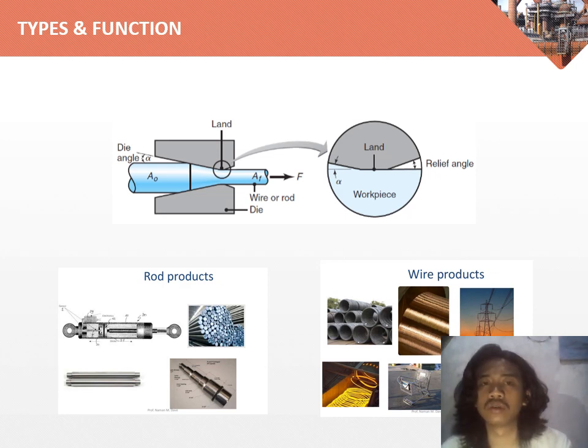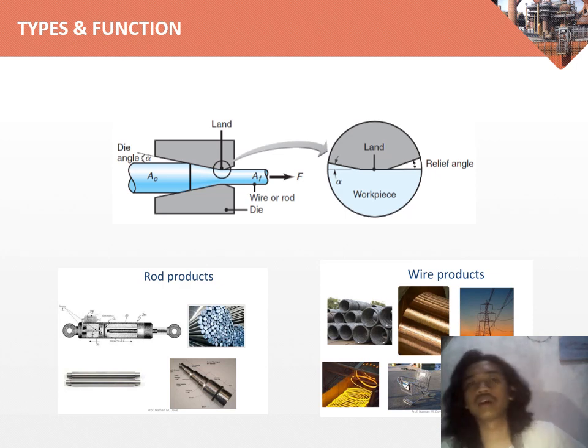For the bar process, the material cannot be coiled, therefore a straight pull draw bench is used. The chain drives are used to draw workpieces up to 30 meters, and the products of this process are metal bars for machining, forging, and other machining processes.